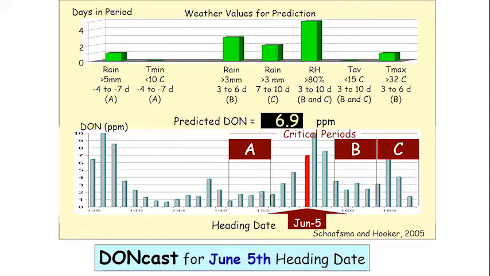So June 5th would be an example: when wheat is headed June 5th, this is our DON prediction. In this case, it was 7 parts per million. But if that wheat headed just a little bit earlier, we had DON predictions below 2. It's just because that wheat is in a different phase of weather, whether favorable or not favorable for disease. So heading date is very important, and to use these models and update them every day is very important as well. That's where you can use the heading date and the cultivar to also manage Fusarium head blight.